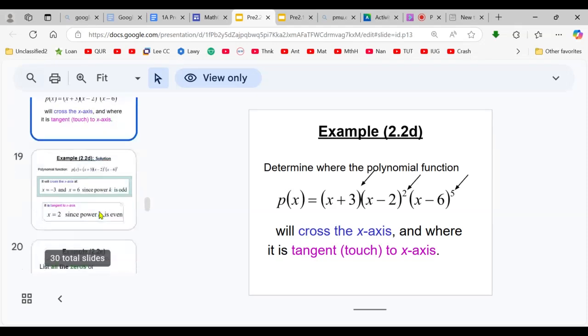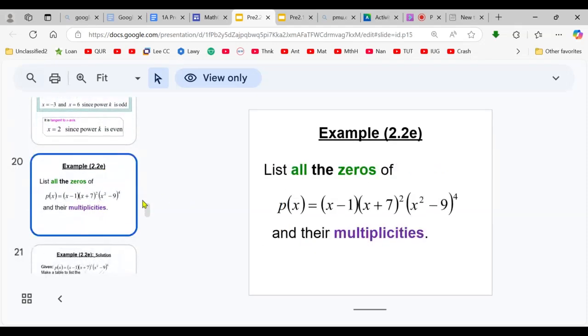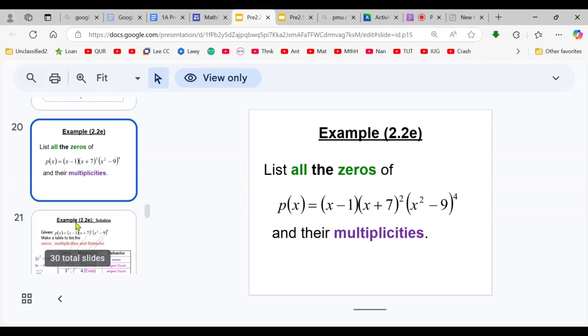All right, let's move on. List all zeros. How can I list all zeros? So the first zero is what? X equals what? 3 and minus 3. Very good.